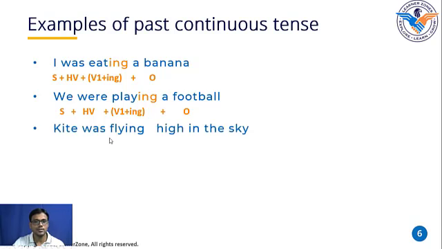Kite was. I was. We were. You were. You were. He was. She was. It was. Remember that table? Kite is it. Okay. So kite was. It was flying high in the sky. S plus HV plus V1 plus O. Okay, was is a helping verb. Flying, fly is the first shape of the verb, and I'm adding ing to that verb. That's it.